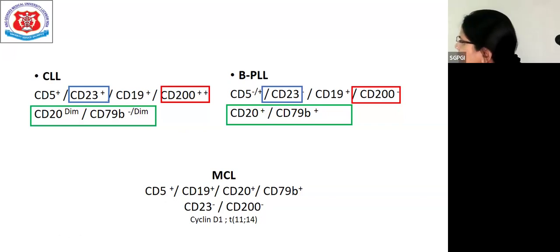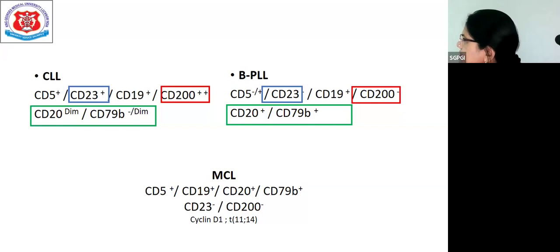And what about mantle cell lymphoma? These lymphomas are CD5 positive, CD19 positive, CD20 bright positive, CD79b bright positive, whereas they are negative for CD23. And further, we have to take the help of expression of cyclin D1 or translocation 11;14.